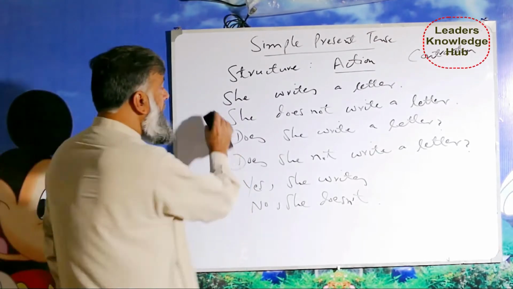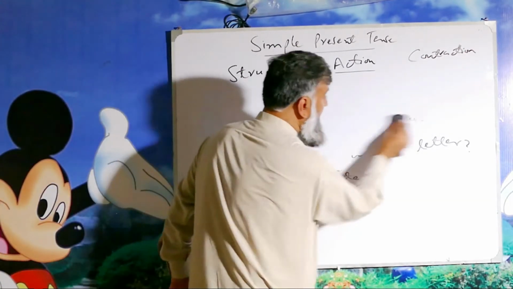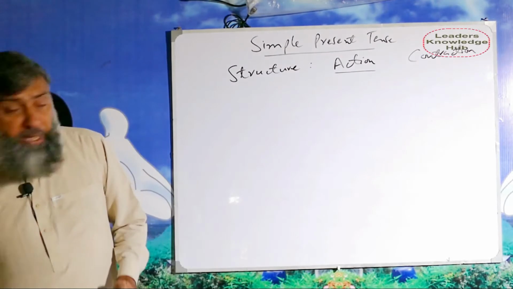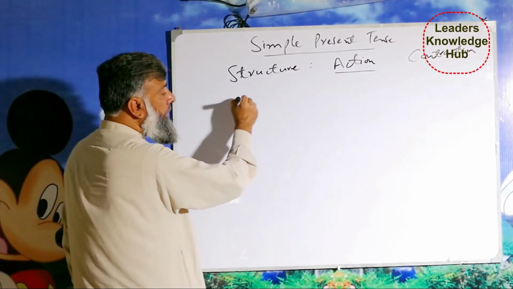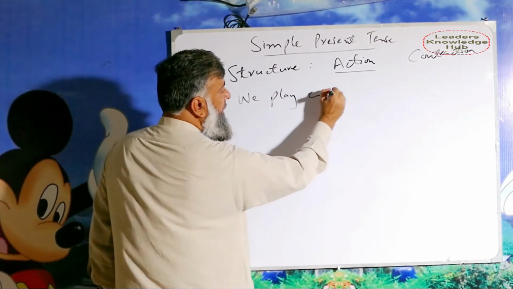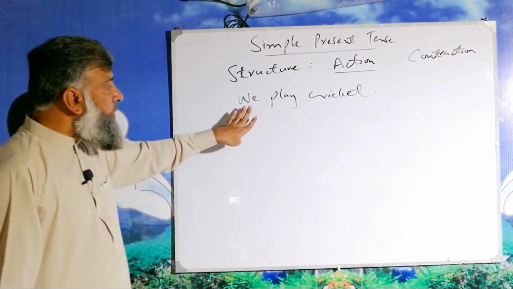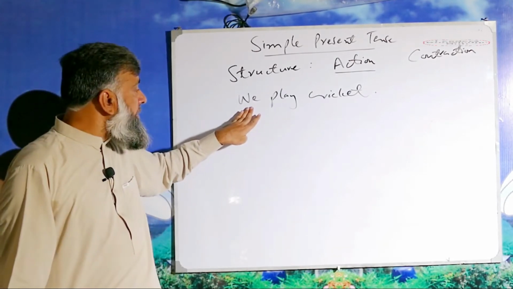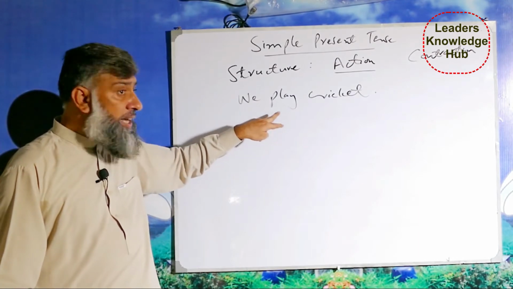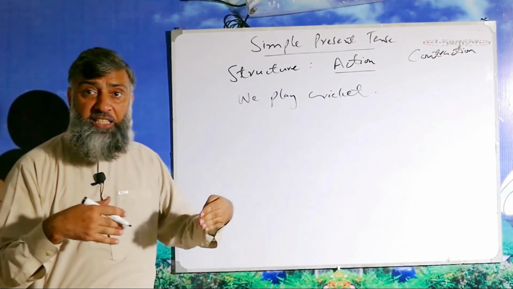Let me give you an example of the second category, that is I, we, you, they. So for example, we have a sentence: we play cricket. You can see here, the first person we is used, and this is the subject. We have the verb of action, play, and we have the object. So the basic structure has been followed.